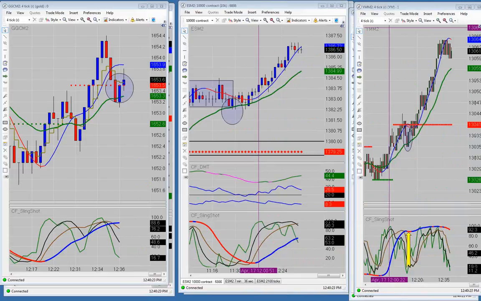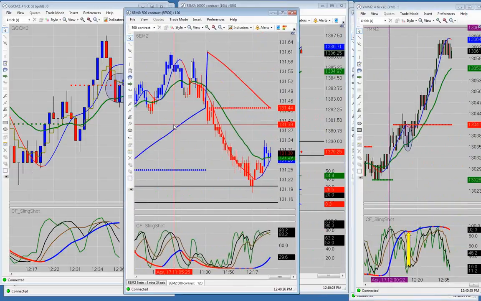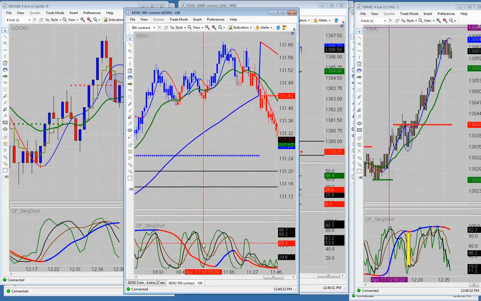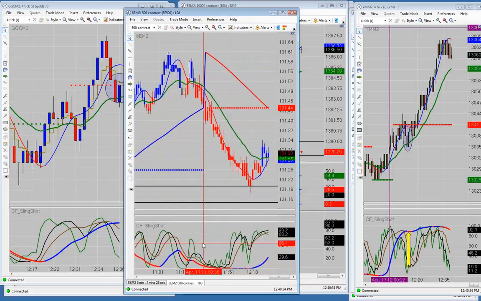We also have the 6E. Now this is a 500 contract. Basically in this particular one, you're just looking for divergence and the bounces off the BBC. Okay, the same type of thing. This is a 500 contract though.